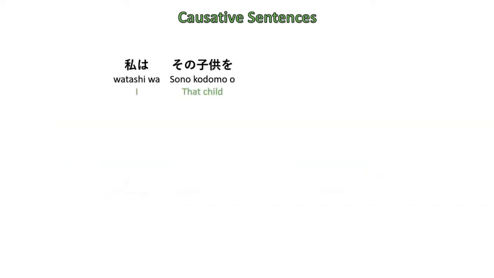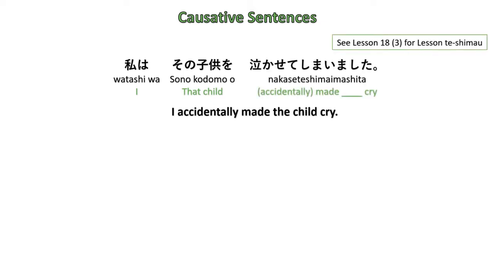私はその子供を泣かせてしまいました。The form of 泣かせる. 泣かせてしまいました. Accidentally made cry. See lesson 18, part 3 for te shimau. So, I accidentally made the child cry.